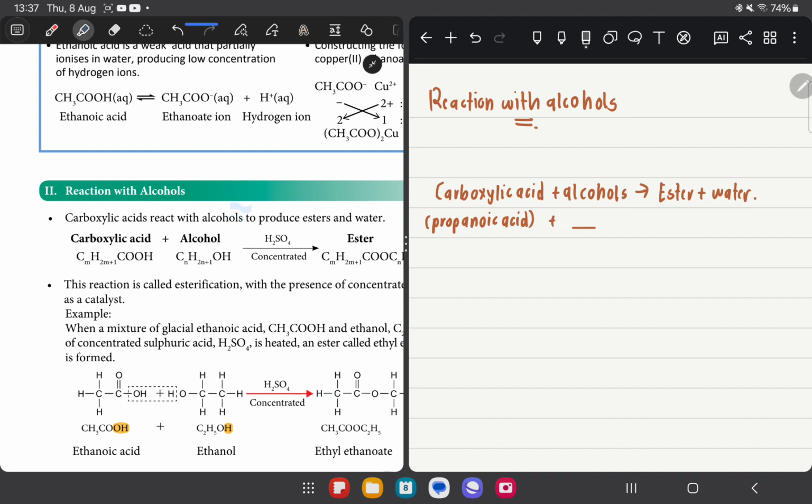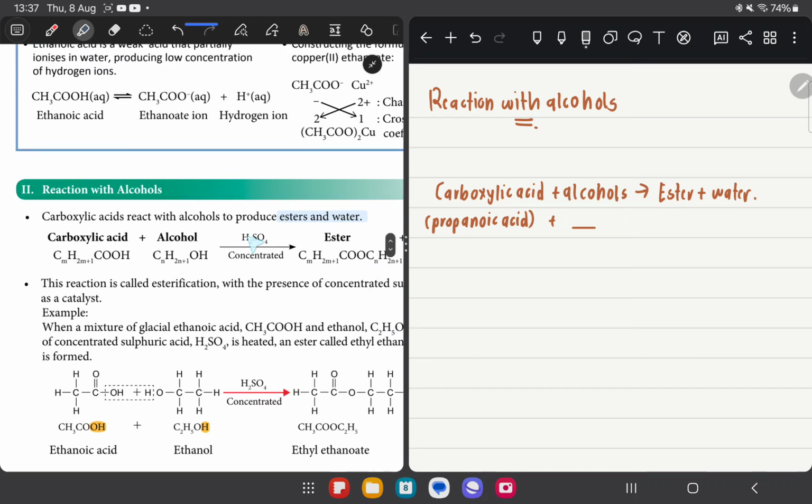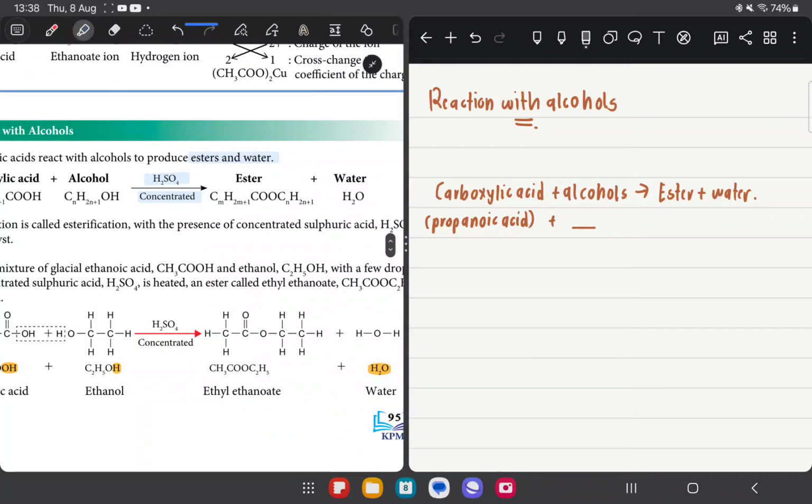Carboxylic acid reacts with alcohols to produce esters and water. That's general. And remember you have H2SO4. For the first chemical property of carboxylic acid, which is reaction as an acid, we do not need any catalyst, we do not need any oxidizing agent. But when a carboxylic acid and alcohol react to produce an ester, it needs one catalyst. What is that catalyst? Concentrated sulfuric acid. With the presence of concentrated sulfuric acid.